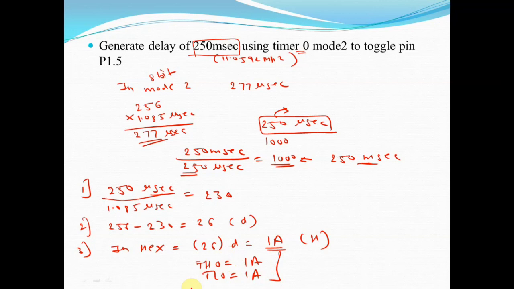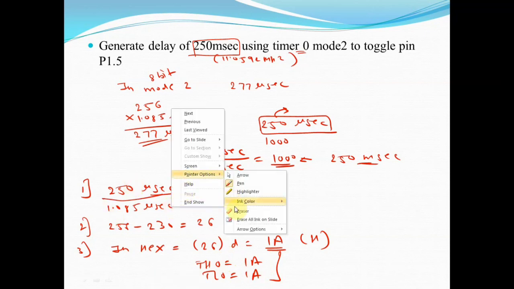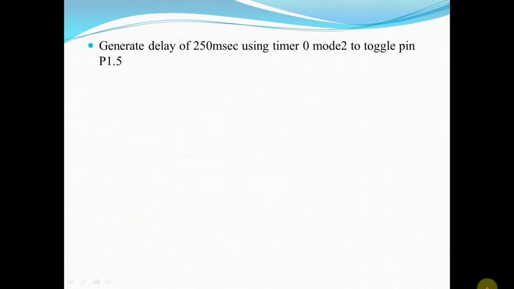Now let us start writing the program for generating this delay routine. The first step is to include the header file, #include reg51.h, because for the 8051 this file contains all the definitions, so you have to include it. Then I am going to declare the delay routine: void T0M2, because I am using timer 0 in mode 2. So this is the delay declaration.